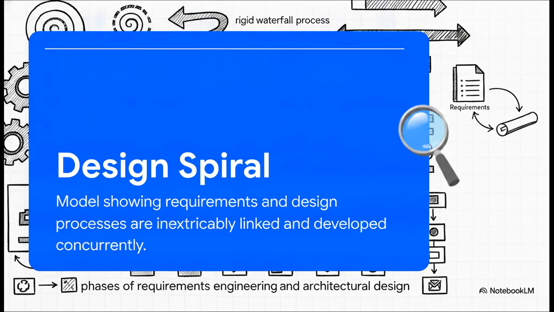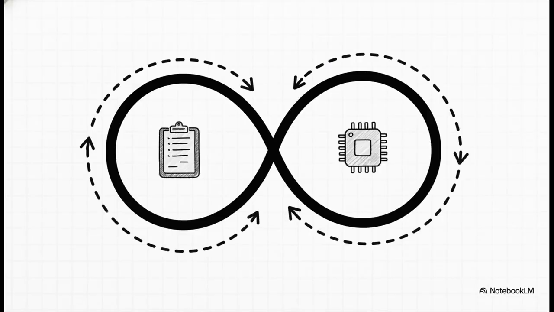happen in isolation. The underlying logic here is actually pretty fascinating. You simply cannot finalize what a system is required to do without knowing what the physical hardware architecture is actually capable of achieving. And conversely, you can't design the architecture without knowing the exact requirements. Discoveries in one phase inherently force changes in the other. In short, remember that requirements and design are a continuous, concurrent loop, a spiral, not a one-way street.